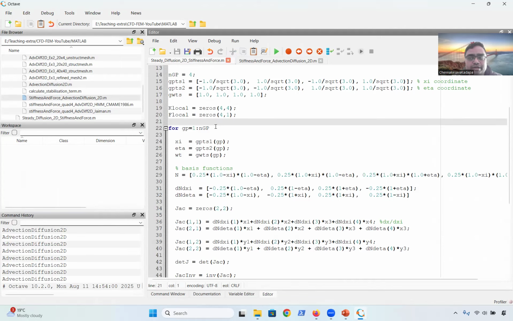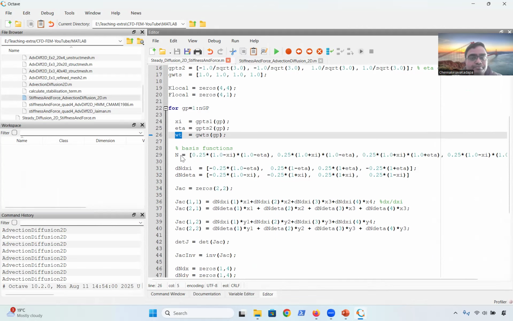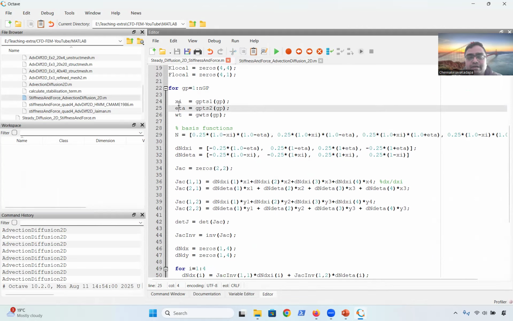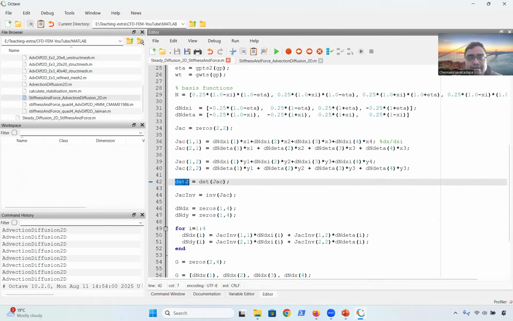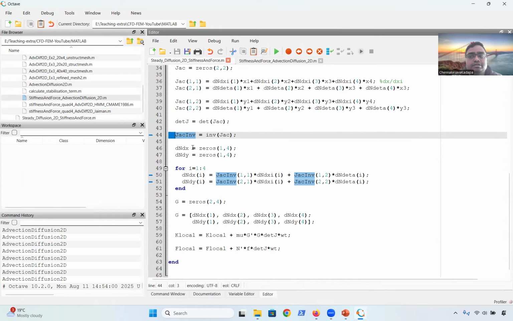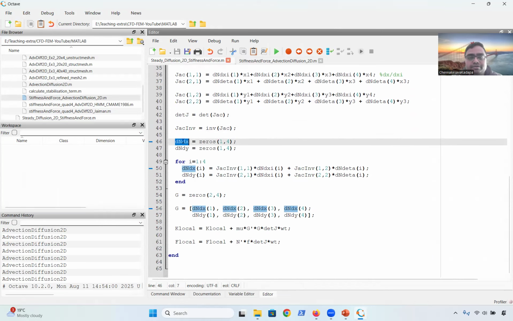Then we loop over the Gauss points, and we get the coordinates xi and eta, that is our lateral coordinates, and the weight of the corresponding Gauss point. We calculate the basis functions at these coordinate values, and we also calculate the derivatives of the basis functions at the coordinate value. Then we create the Jacobian matrix by taking the products of the derivatives of the basis functions with respect to lateral coordinates with the x and y coordinates of the nodes. Once we have the Jacobian matrix, we can calculate its determinant, compute its inverse, and finally calculate the derivatives of the basis functions with respect to physical coordinates x and y.